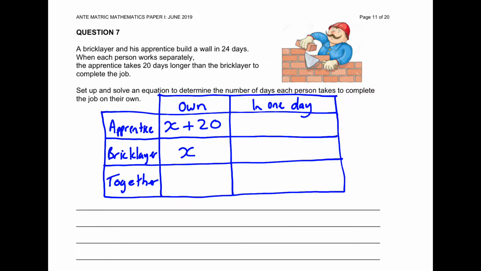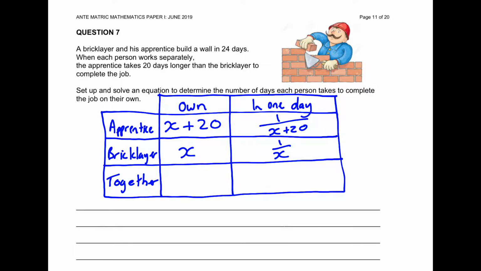Right. So remember that means that that's an amount of days. So X plus 20 is the amount of days in total that the apprentice will take, which means that in 1 day, he's completed 1 over X plus 20 of the total amount of work, which means that in 1 day, the bricklayer has completed 1 over X. So for example, if X was 20 days, then he would have completed 1/20th of the work in 1 day. And in 20 days, he would have completed all 20/20ths.